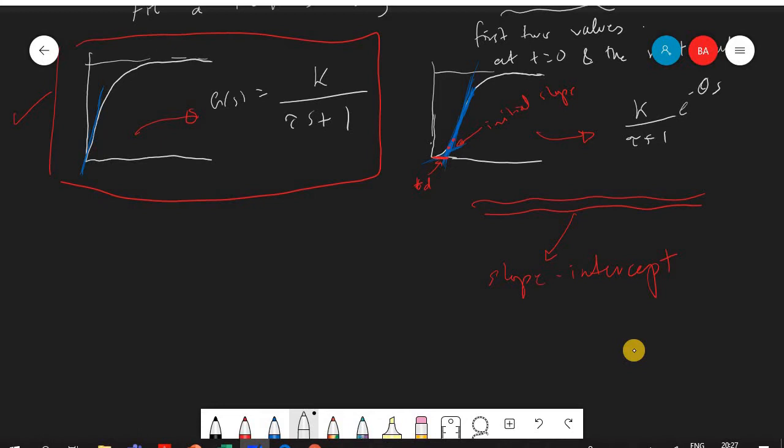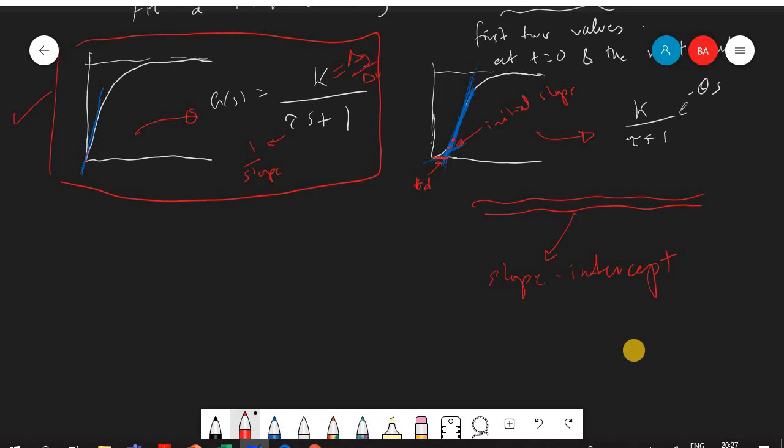So you have a figure here. You apply the initial slope method, which means I'm going to take the first two values and just take the slope. And finding the slope, I'm going to find tau, which is equal to 1 divided by the slope. And of course, k is equal to the change of output over the change of input. And that's it, we have our system here.